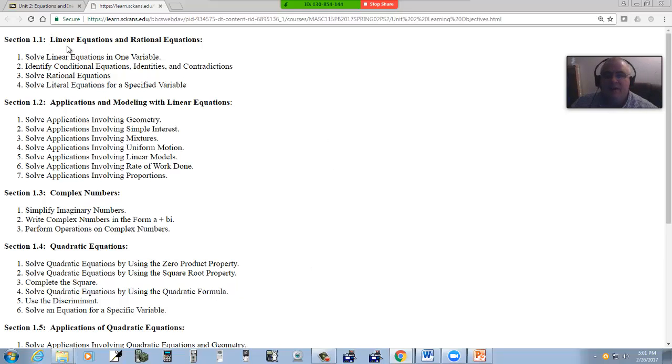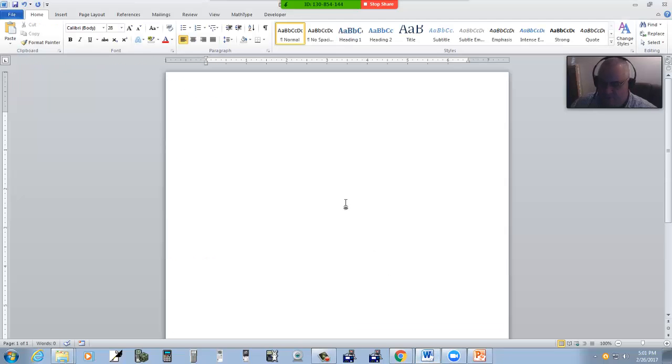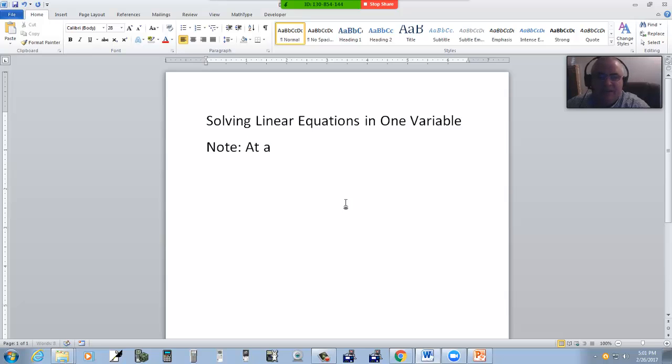Section 1.1, linear equations and rational equations. First thing we'll take a look at is solving linear equations. So, solving linear equations in one variable. We have a note that goes up at top. It says at any step, combine like terms and combine numbers.